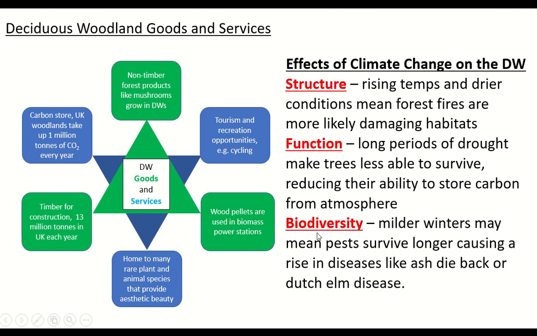And also, biodiversity could have all sorts of problems, because if it does get warmer in winter, pests could survive longer. Diseases like ash dieback can just completely destroy our species, and Dutch elm disease as well, and affect all sorts of tree species, which again have a knock-on effect further along the food chain. So climate change, again, bad news for deciduous woodlands.